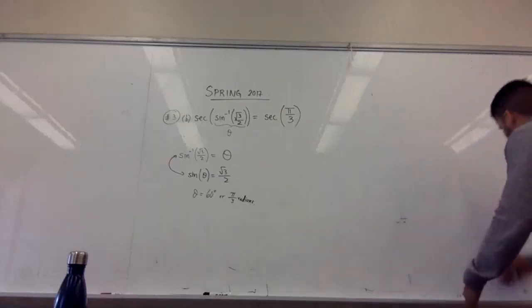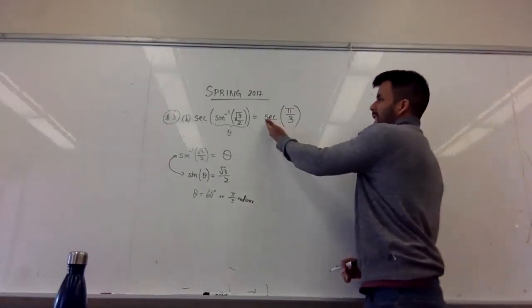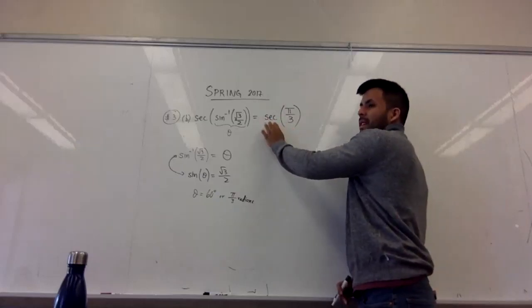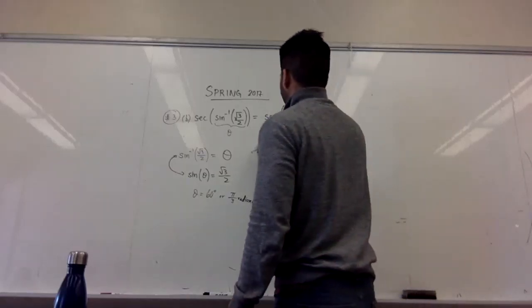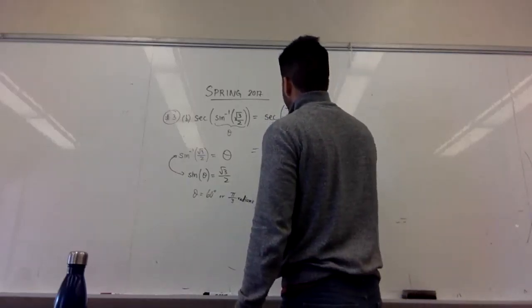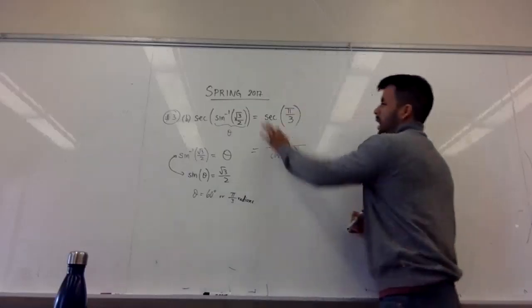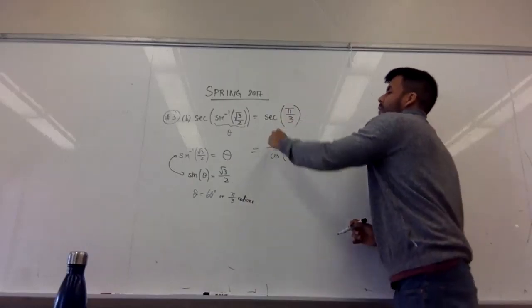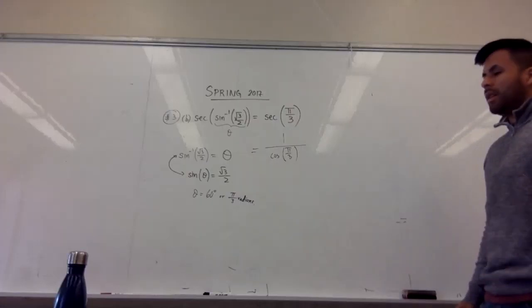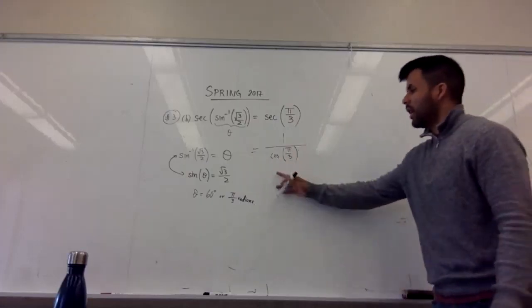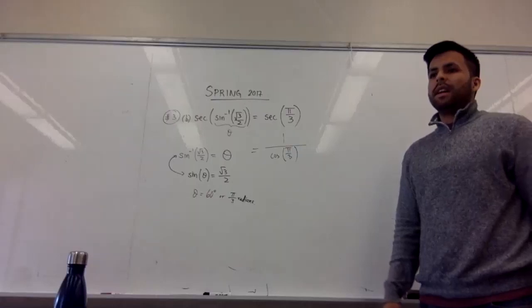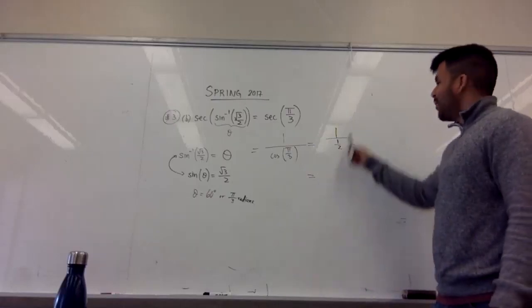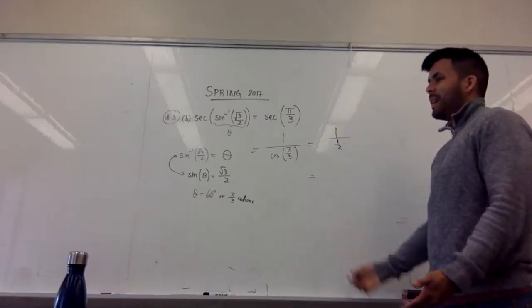Okay. So now you're here. Secant of pi over 3 radians. But what's secant? 1 over cosine. Cosine and secant are reciprocals, not inverses. They're reciprocals of one another. So secant is 1 over whatever cosine would be evaluated at this point. But what's cosine of pi over 3, or cosine of 60 degrees? A half. So you got 1 divided by a half. And what's 1 divided by a half?